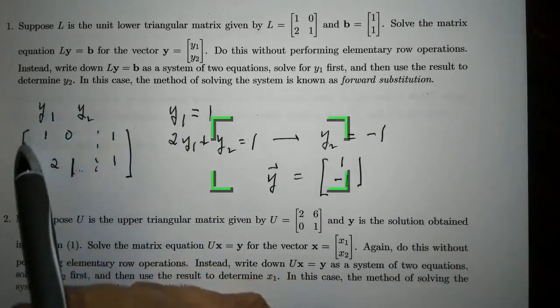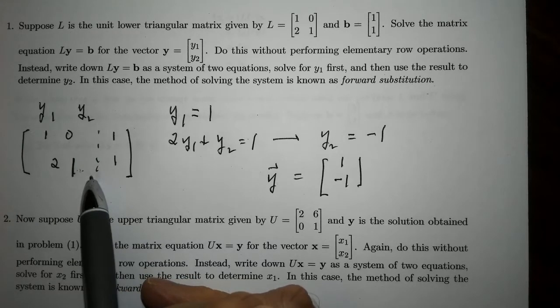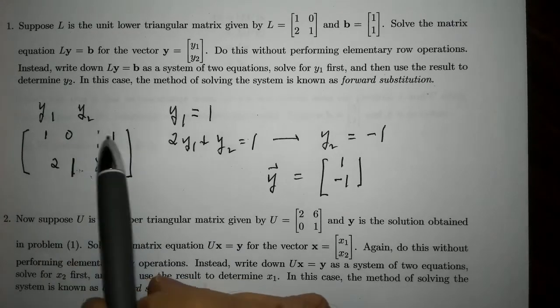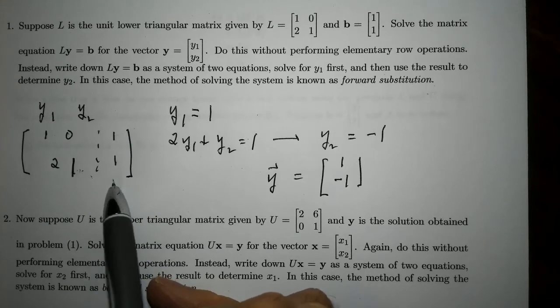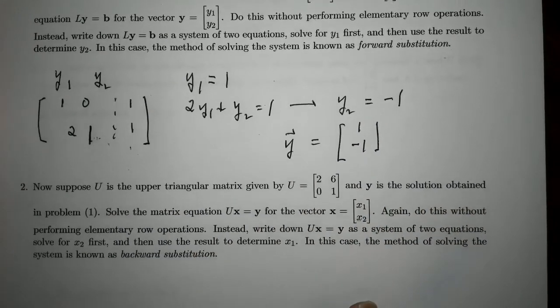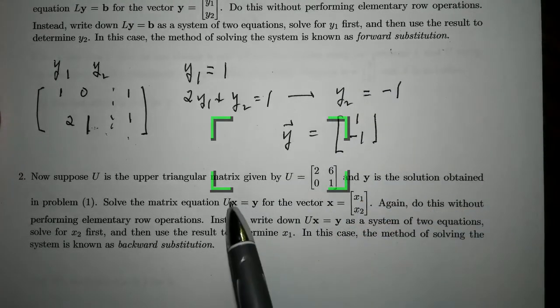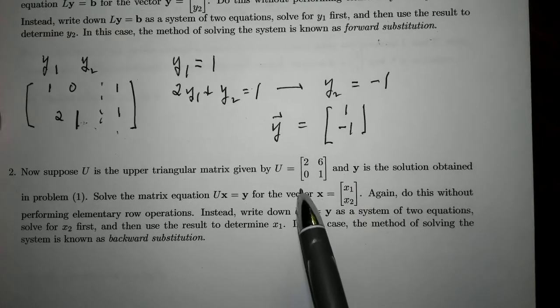Okay, so if we have a lower unit triangular matrix, we really don't need to perform elementary row operations because we can start at the top and work our way down. And this method is known as forward substitution. Now we're going to do something analogous. I mean, if there's a forward substitution, there's probably a backwards. And that's where the upper triangular matrix comes in.